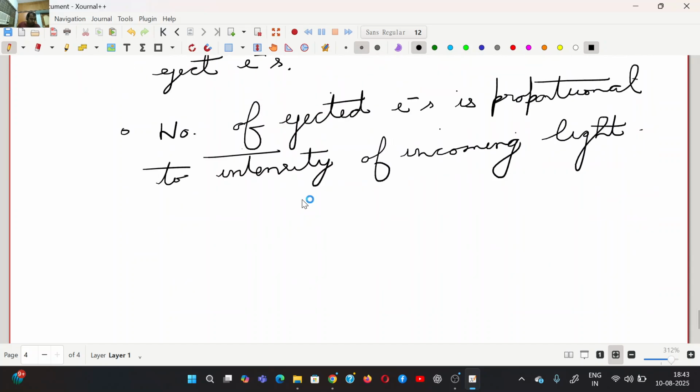Okay, so thus you can convert it into current, because if there is motion of electrons involved, there will also be some particular current, and that current is read as signal.